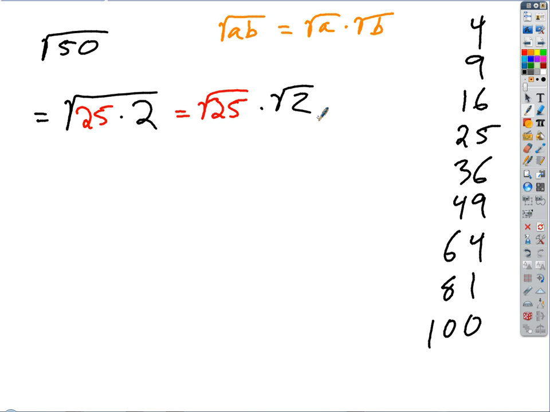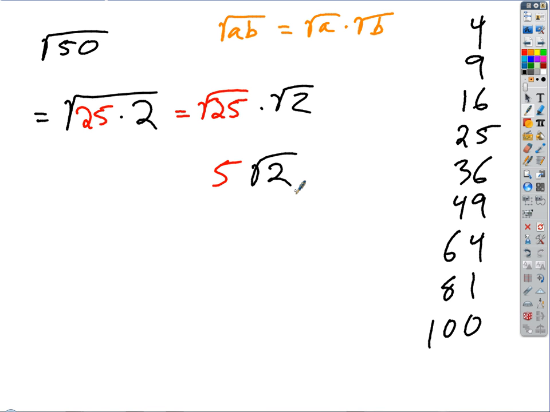And why do we do that? Well, okay, true. You're right. But what's my next step? What does that simplify to? 5. The square root of 25 is 5, right? The square root of a perfect square is always going to give me back an integer. So then I just end up with 5 times the square root of 2. And I'm done, because now the 2 can't go any further. There's no perfect square factor of 2, right?